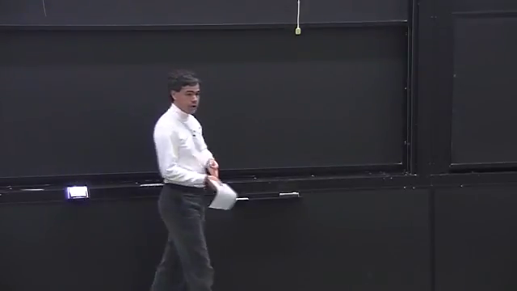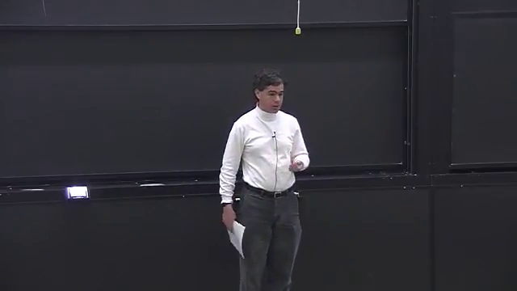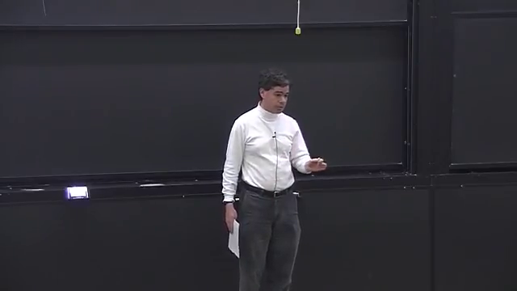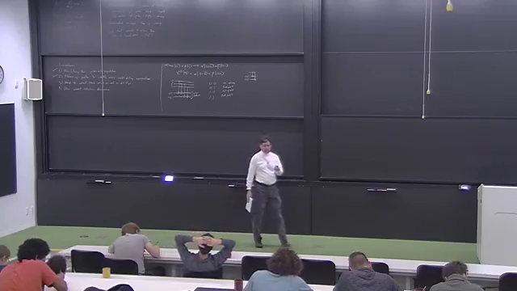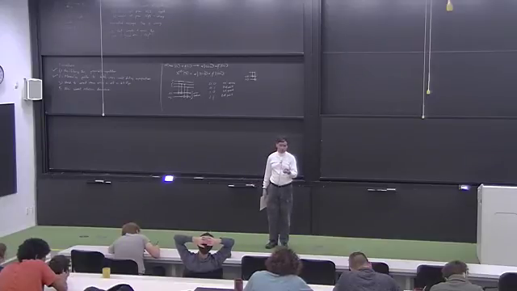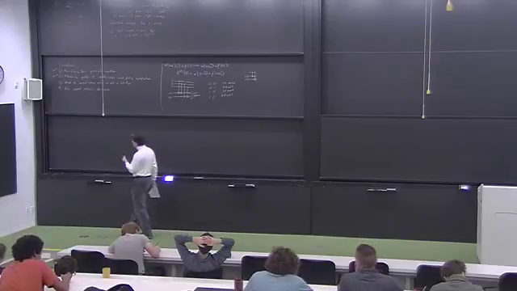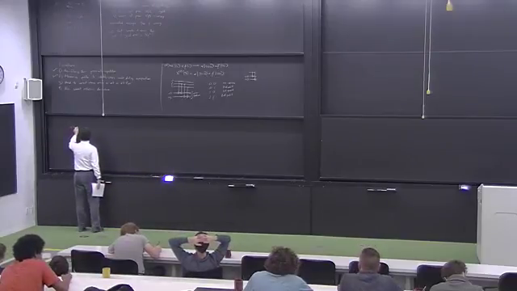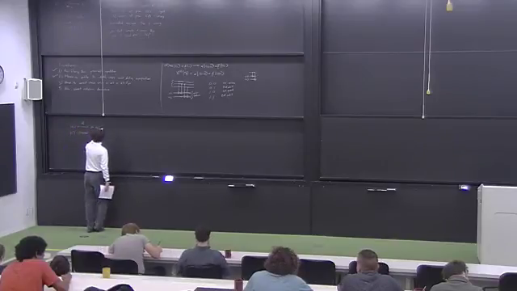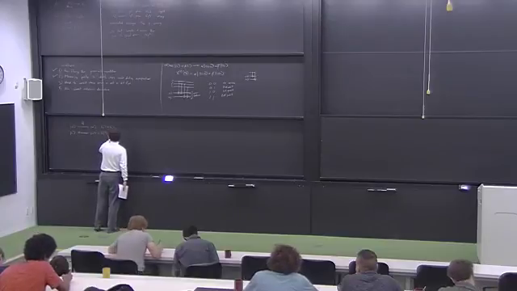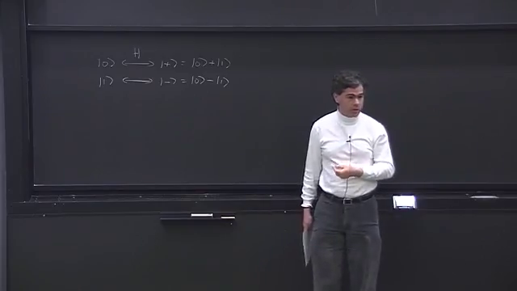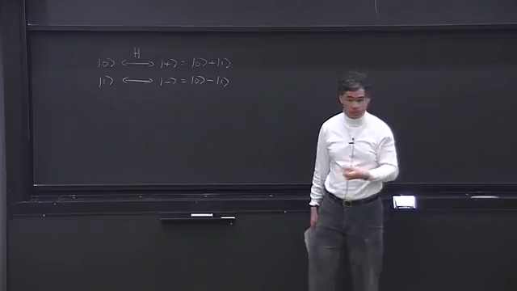OK, so moving on. So let's try to come up with a code that corrects phase errors. And maybe let's start by doing a code that corrects only phase errors, but not bit flip errors. OK? So one thing we can notice is that if you look at the Hadamard transform, it takes us between the computational basis, the 0, 1 basis, and the plus and minus basis. And in this plus-minus basis, the phase error, Z, acts like a bit flip error.